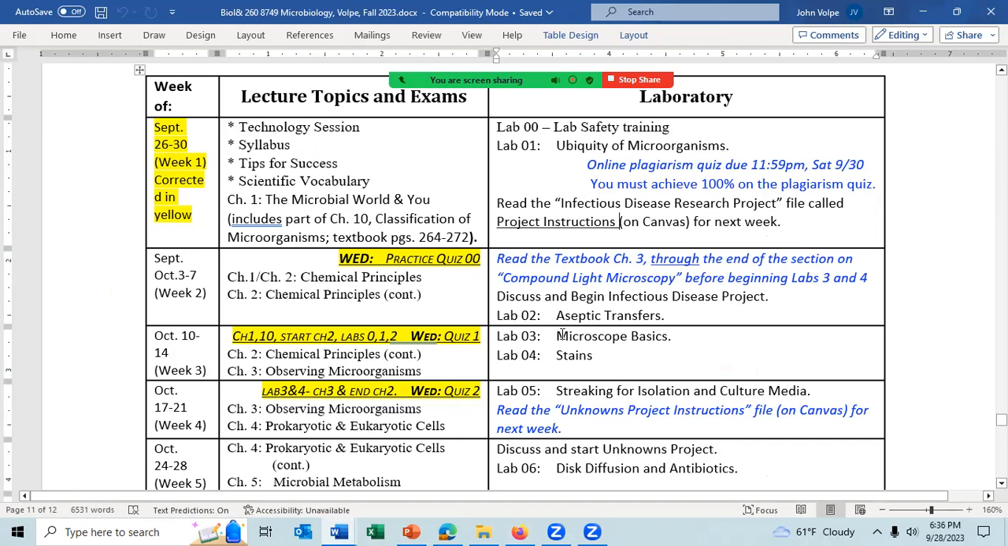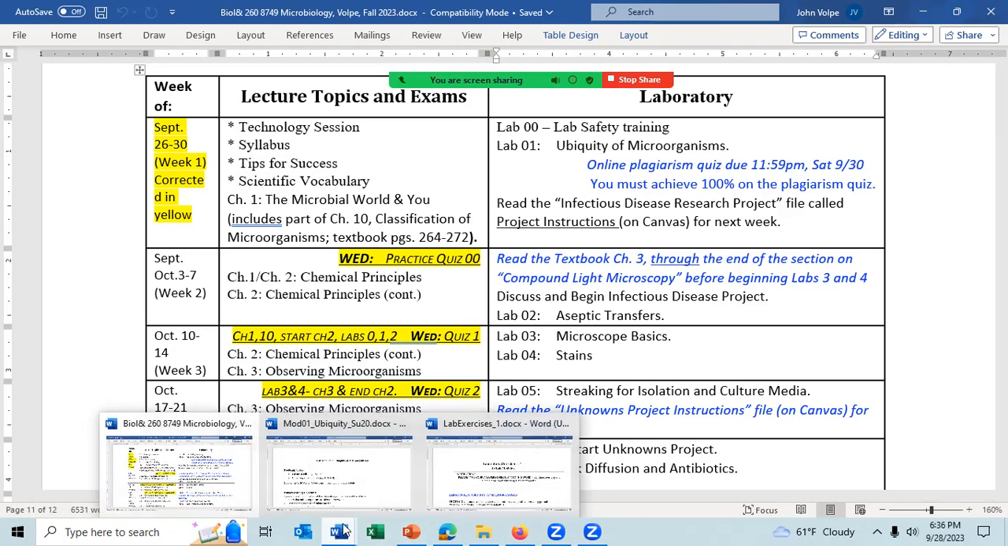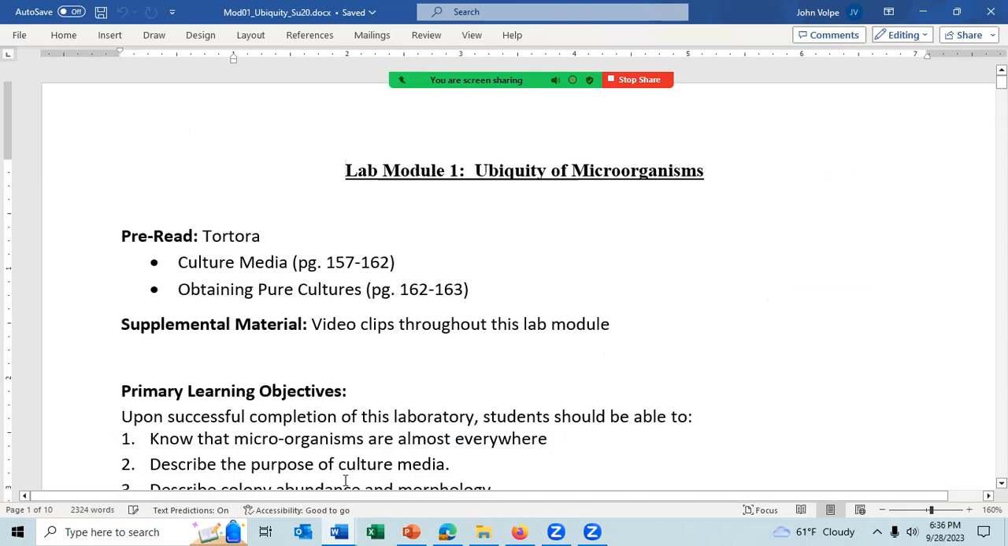All right, any questions about what we're doing? If not, let's go to Module 1, Ubiquity of Microorganisms. For most of these labs, there will be some reading that you should do before doing the lab. So there's reading about culture media on pages 157 to 162, and then obtaining pure cultures on pages 162 to 163. So not very much reading.